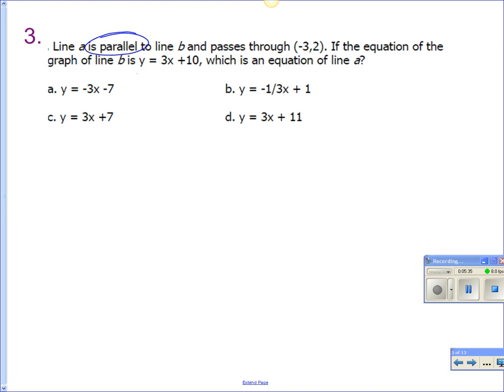As soon as you see parallel, let's go ahead and take care of that. To do parallel, you have to put m equals. What was the m that they gave you? 3. M is always the number with the x. So m is 3. Since it's parallel, we keep it the same. So I put m equals 3, and then I mark that out.